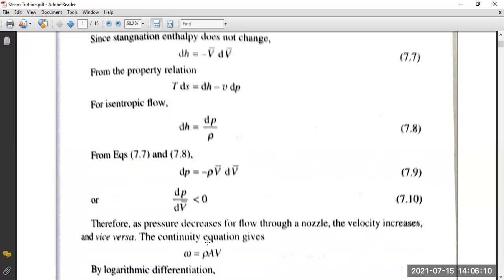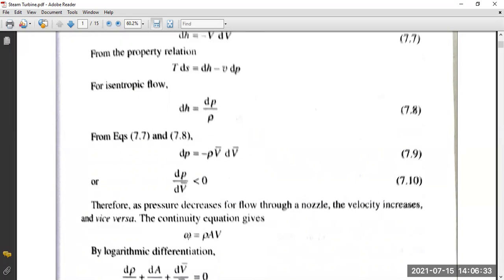As the velocity of flow increases, the pressure decreases in flow through a nozzle. The velocity increases and vice versa. If velocity decreases, the pressure will increase. The continuity equation thus gives omega is equal to rho into A into V, where omega is the mass flow per second, equal to the density of the fluid, the cross section of the fluid, and the velocity of the fluid.